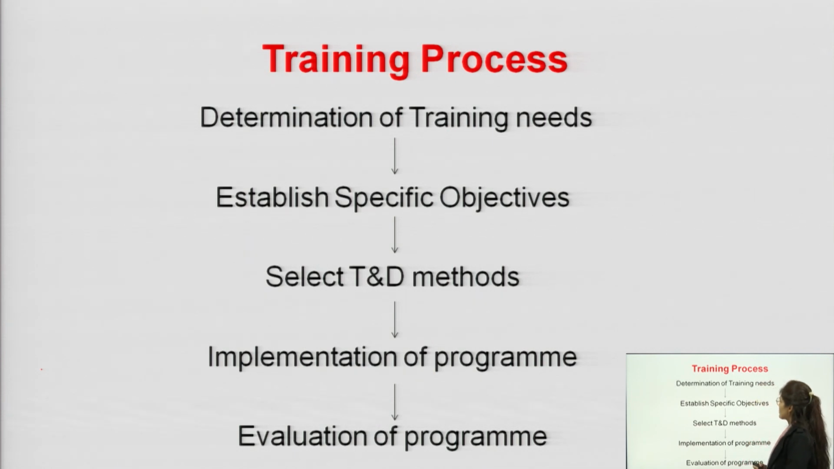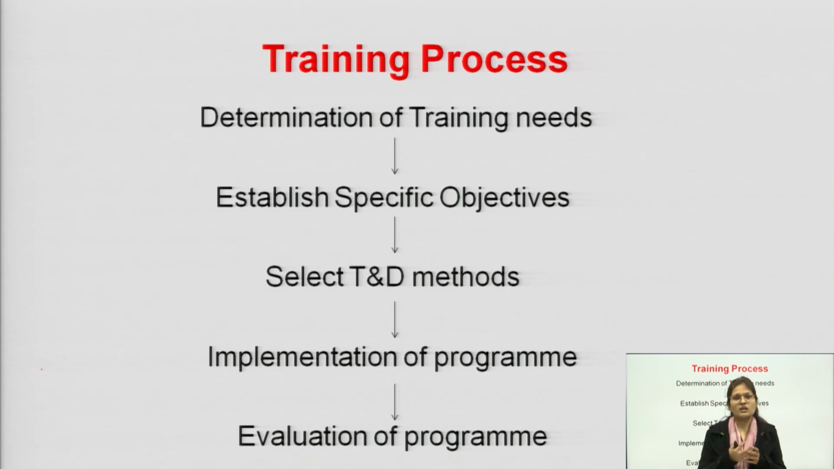Next is the training process. These are the steps involved in the procedure of training, which starts from the first step, that is determination of training needs. First of all, before giving training to particular employees, HR needs to identify the training needs, that is, what kind of training the particular person requires.